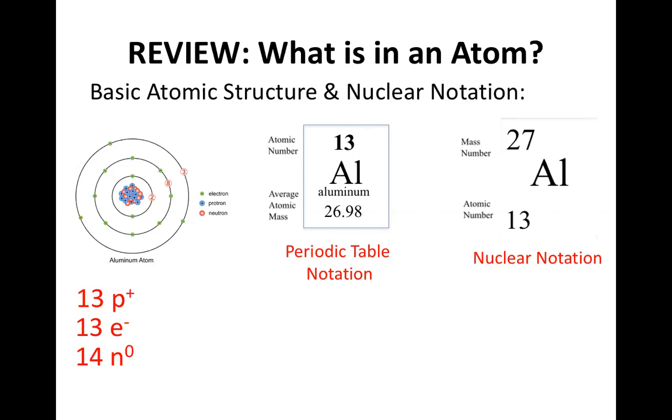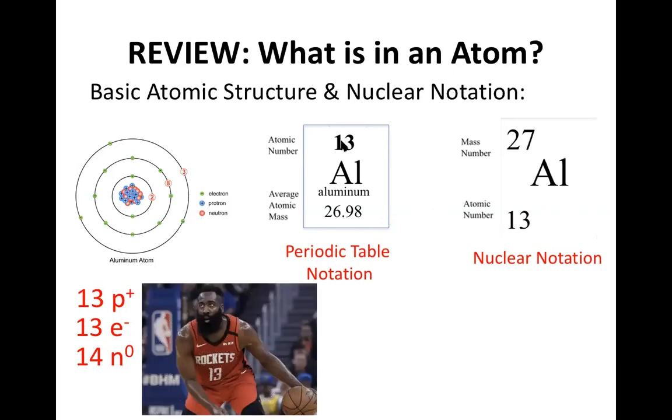And the smaller of the two numbers is the atomic number, which is the number of protons. And as mentioned, the number of protons is what identifies the element. This is the 13th element in the periodic table, called aluminum.